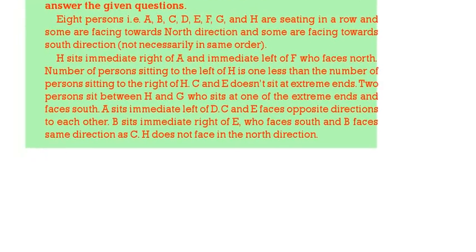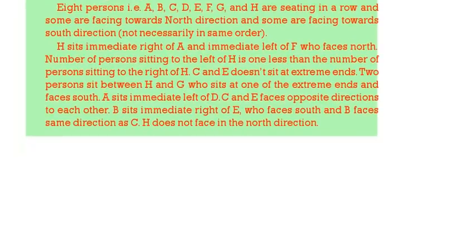Study the following information, then answer the question. 8 persons are there in a row, some facing north, some facing south. That is important. H is to the immediate right of A and to the immediate left of F, who faces north. The number of persons sitting to the left of H is 1 less than the number of persons sitting to the right of H. C and E do not sit at the extreme end. 2 persons are there between H and G, who is sitting at one extreme end and faces south. A is on the immediate left of D. C and E face opposite directions to each other. B sits on the immediate right of E, who faces south, and B faces the same direction as C. H does not face north.